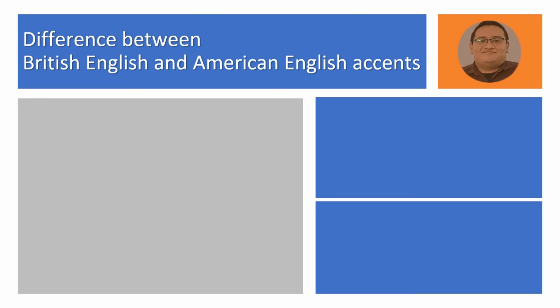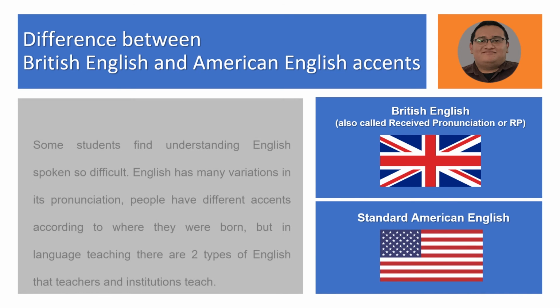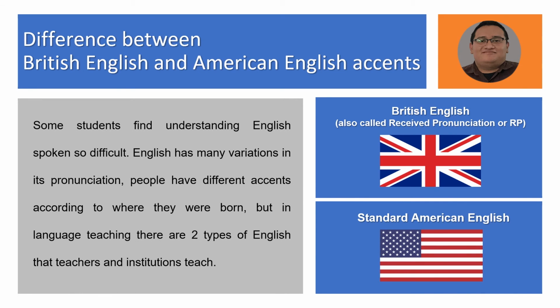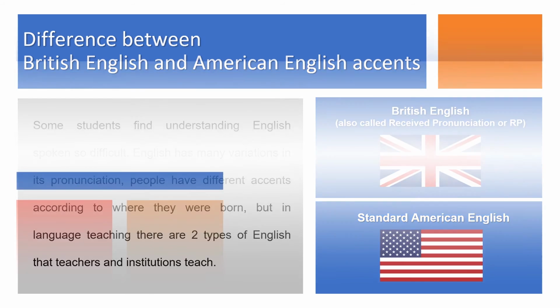Some students find understanding spoken English so difficult. English has many variations in its pronunciation. People have different accents according to where they were born. But in language teaching there are two types of English that the teachers and institutions teach. The first one is received pronunciation. For some people this is known as the correct English, and the second one is standard American English, that is the accent most spoken around the USA.